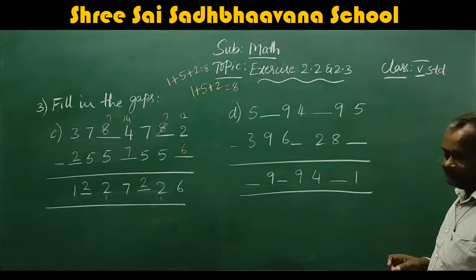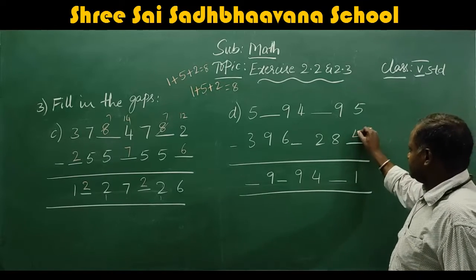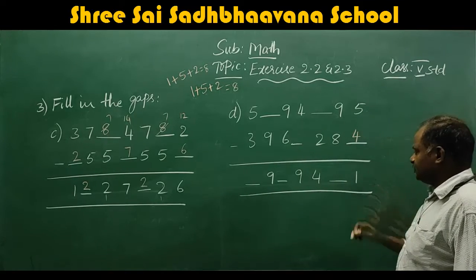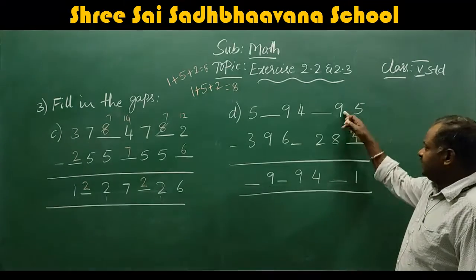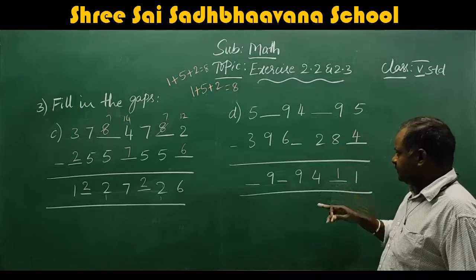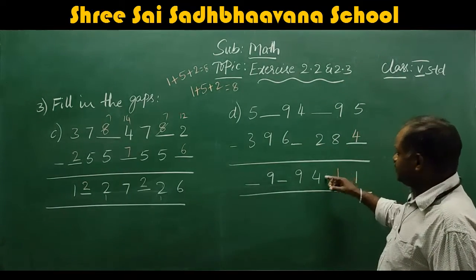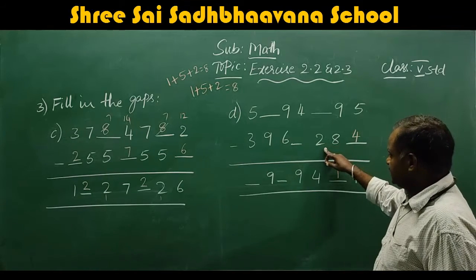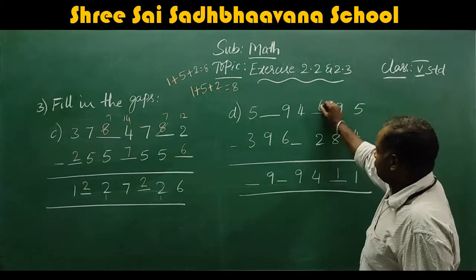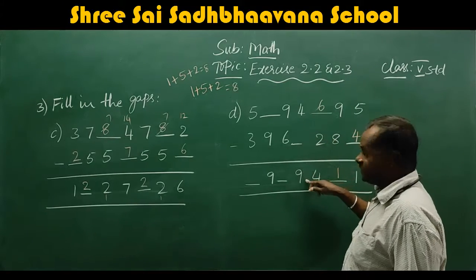Next come to this problem. Here bigger number, smaller number. So write down the direct subtraction. 5 minus 4, 1. 9 minus 8, 1. Here smaller number, bigger number. So this should be more. Okay. What is the number? 4 plus 2, 6. Okay. Here 4 and 9 is bigger number.